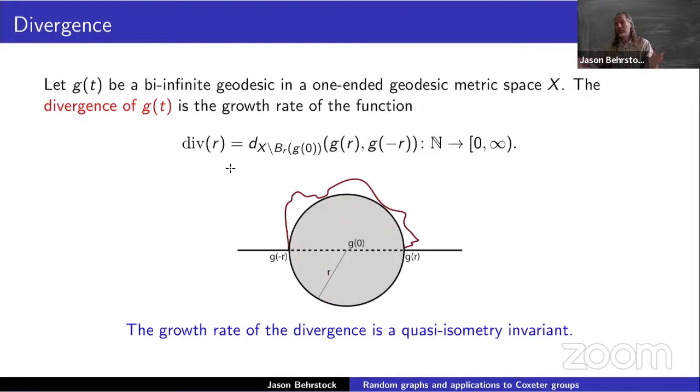It may disconnect the space, in which case I'm not really going to think about those; those can be understood in a different way. I'm going to assume that you can still connect it, so I'm assuming it's a one-ended geodesic metric space. And then you ask, how long is that path? It turns out that by studying the asymptotics of that divergence function, of how long it takes to avoid larger and larger balls around a given point in the middle, you get a very interesting quasi-isometry invariant of a space. I want to think about this in particular for Cayley graphs, and so this will give me interesting invariants of the group.